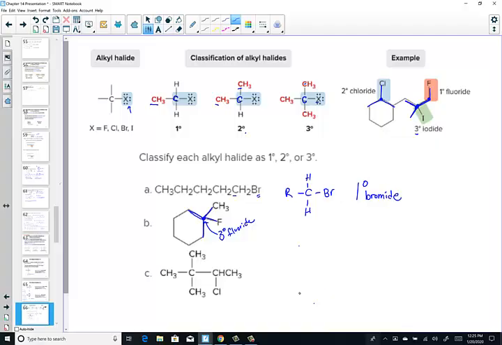And here's the carbon attached to the chlorine right here. It's attached to 1, 2 other carbons. Remember, this hydrogen is also attached, so that is by definition a secondary alkyl halide. We saw 1 of each in that example set.